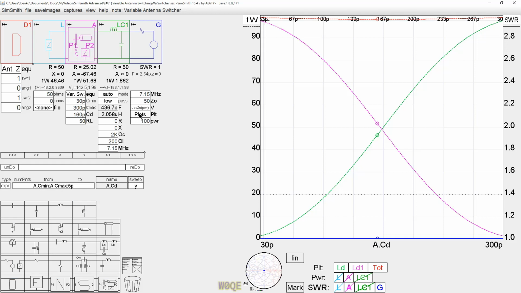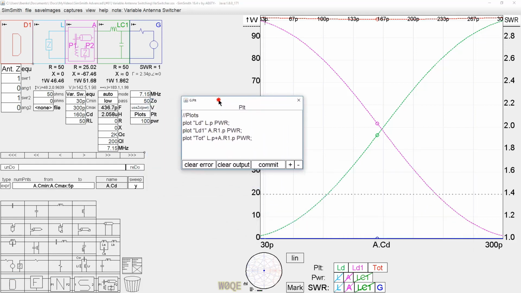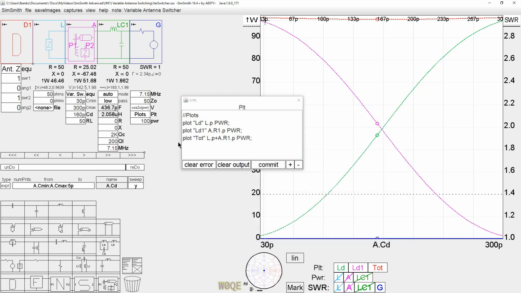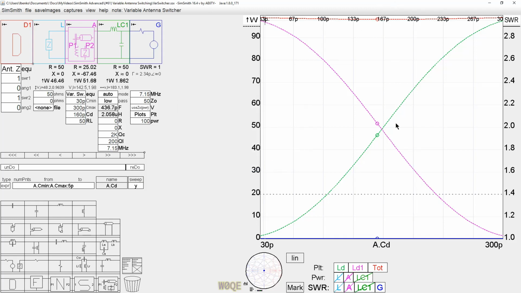And before we go too far here, let me show what I'm going to plot also. I'm going to plot three things. Well, actually, I'm going to plot SWR, but SWR comes for free in SimSmith. I'm going to plot L sub P, which is power, and it's the power in this impedance right here. I'm going to plot A dot R1 dot P, which is the power in this piece. Those are the two antennas. And then I'm going to plot the total power. And the total power is just equal to each one of them added up. And power in this case has no phase, so it works just fine to add them up. So now let's look at what we got here.